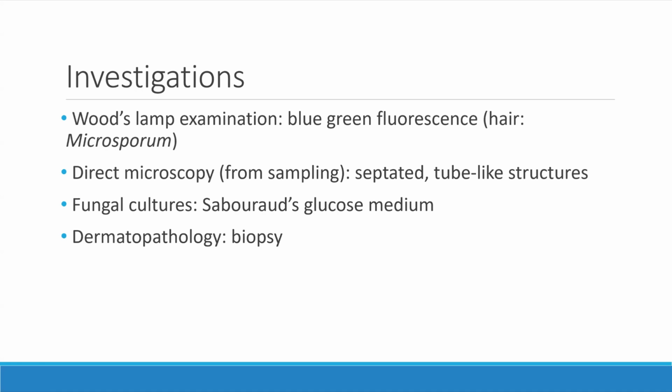Investigations, you can use Wood's lamp examination. This will have a blue-green fluorescence, for example, hair for Microsporum. Next, direct microscopy from the sampling that we discussed earlier. So you will see the presence of septated tube-like structures. Fungal cultures, you need to use Sabouraud's glucose medium. And for dermatopathology, you can do a skin biopsy.